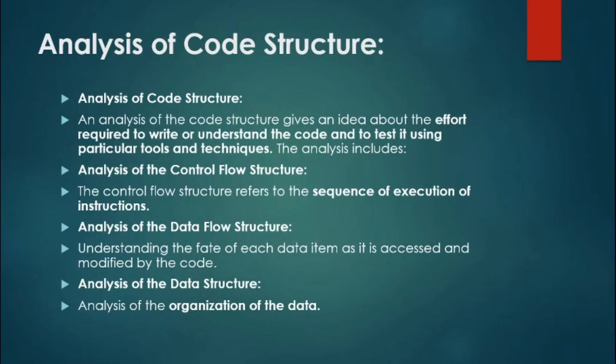Okay. The second thing is the analysis of the data flow structure, which means in what manner each data item will be accessed and modified by the code. The third one is the analysis of the data structure. It means how the organization of the data will take place. So these are the three different analyses that are done under the analysis of code structure. First was the control flow structure, then data flow structure, and the data structure.